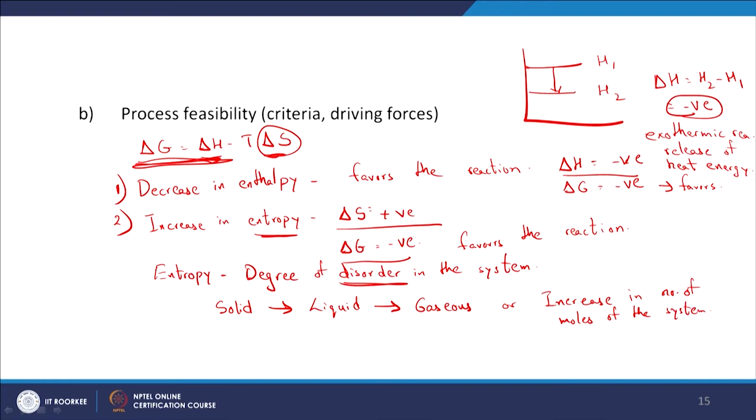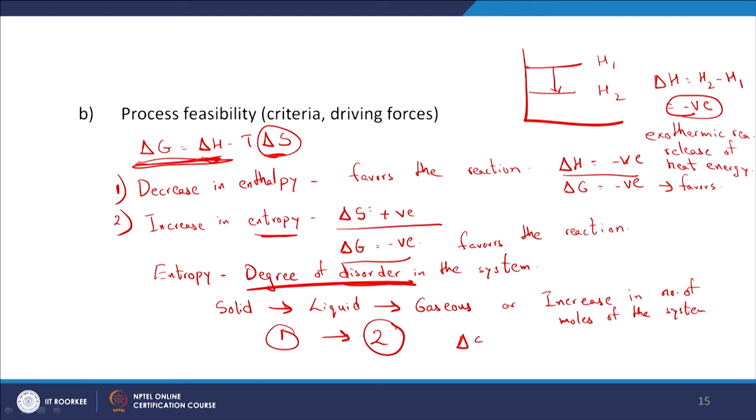So what does that mean? Let's say initially I had 1 mole, and that either due to combustion or any other relevant reactions, which we are going to discuss in greater detail, now transforms into 2 or 3 or so moles. You see, now you have an increase in number of moles. That more or less means there is a greater degree of disorder in the system, right?